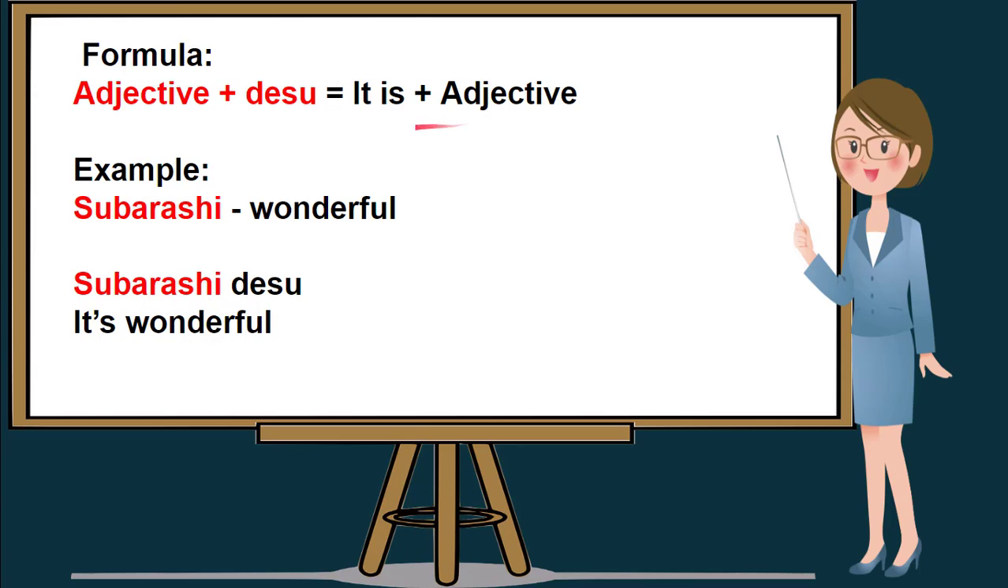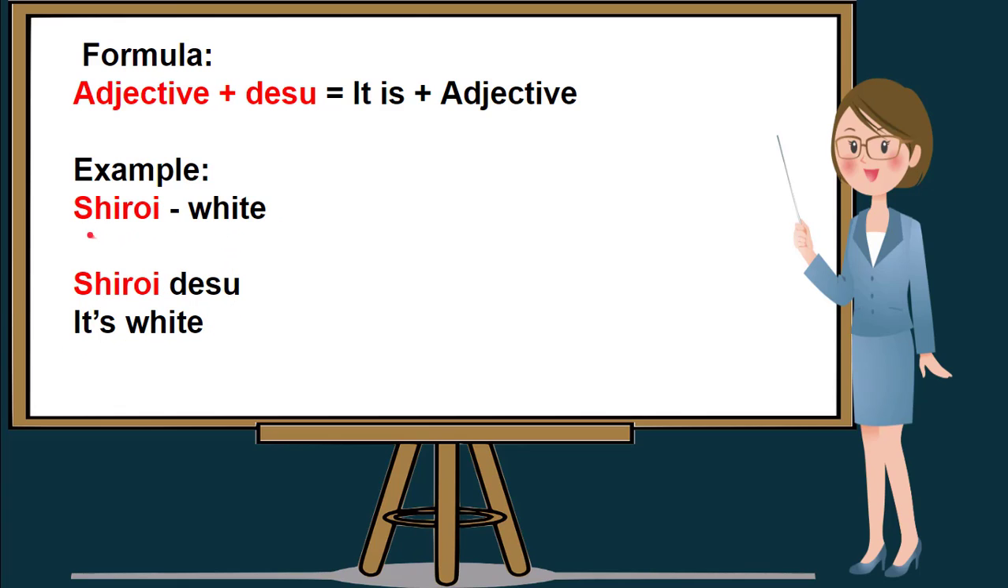Let's take for example subarashi, which means wonderful or excellent. If we use this adjective in a sentence, it will be subarashi desu, which means it's wonderful. Adjective plus desu is equal to subarashi desu. In English, it's wonderful.